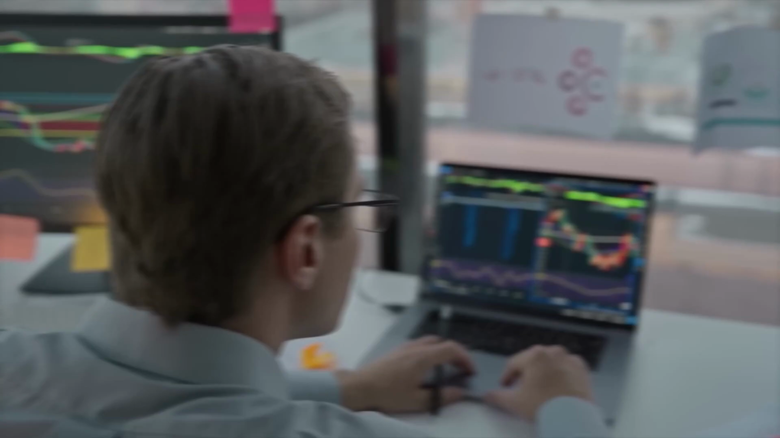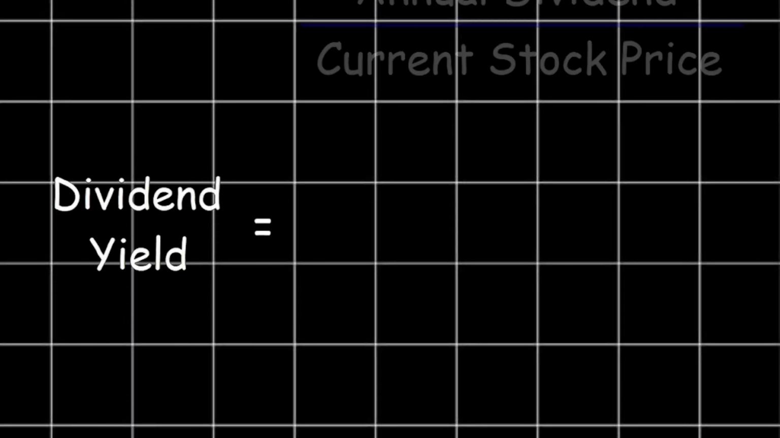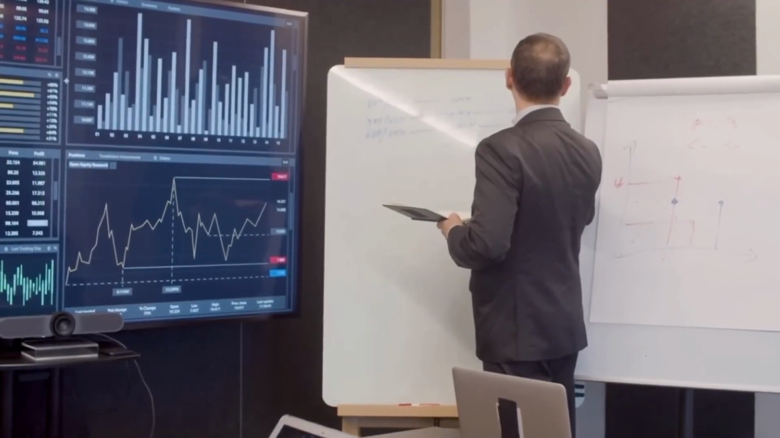Section 3. Dividend yield. For those who love getting some cash back, the dividend yield is a crucial metric. The dividend yield is calculated by dividing the annual dividend per share by the stock's current price. A higher dividend yield can be attractive, especially for income-focused investors.